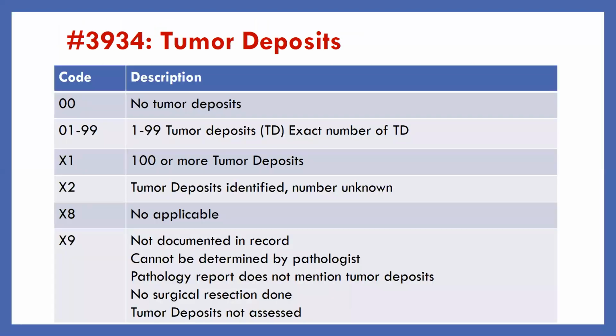Here are the codes for tumor deposits. And so you can see X9 if the path report does not mention tumor deposits or if there was no surgical resection done. Otherwise, we're coding the number of tumor deposits.